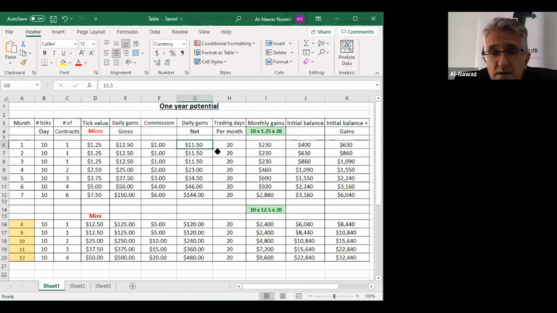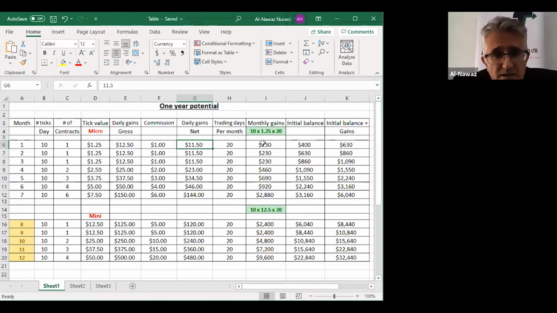Now, somebody who's trading here looks at $11.50 and says, this is 1,200 shillings. What am I going to do with 1,200 shillings? But what I'm telling you is just bear with me. Be patient. Trading is a marathon, it is not a sprint. So when you are making $11.50, there are 20 trading days per month. At the end of the month, you are making $230.